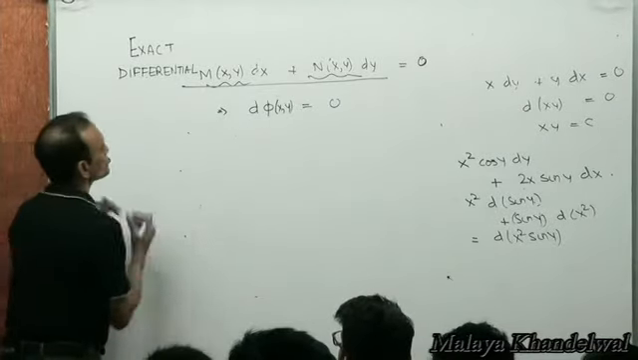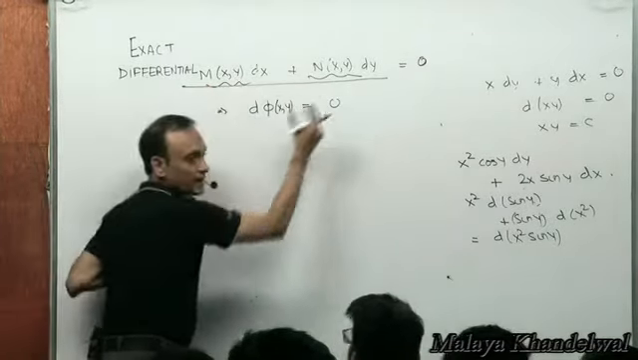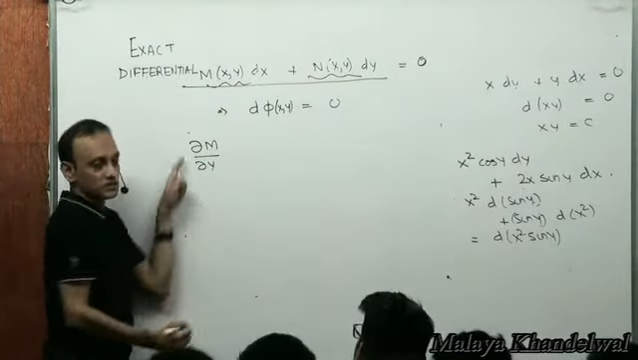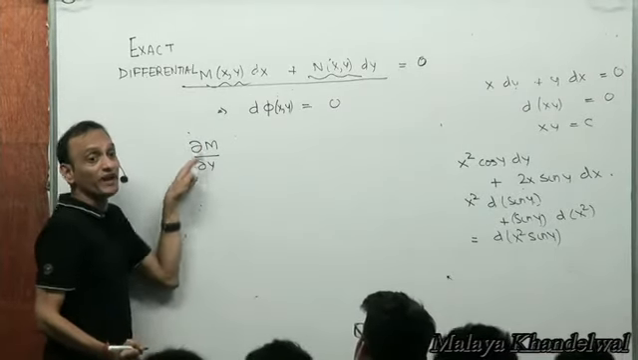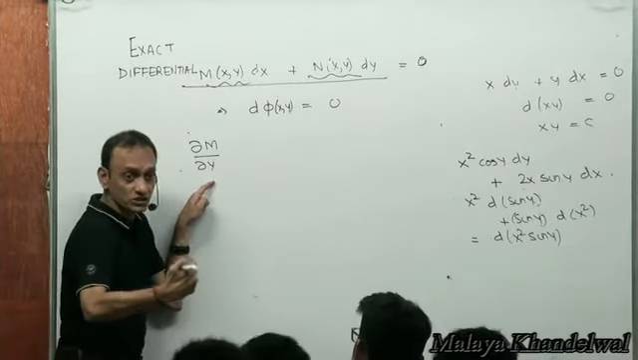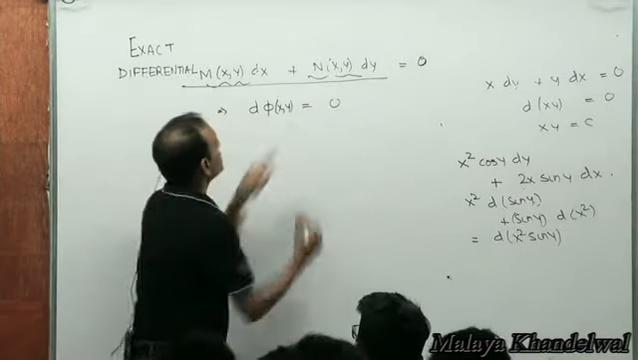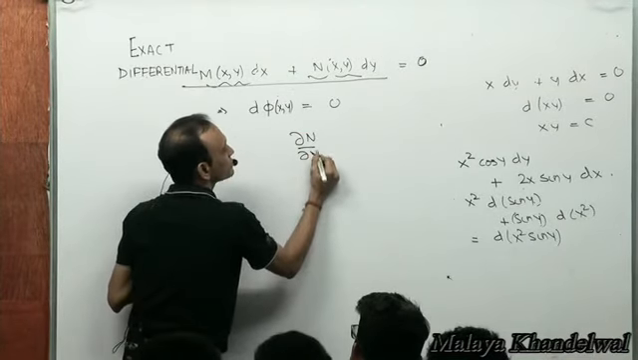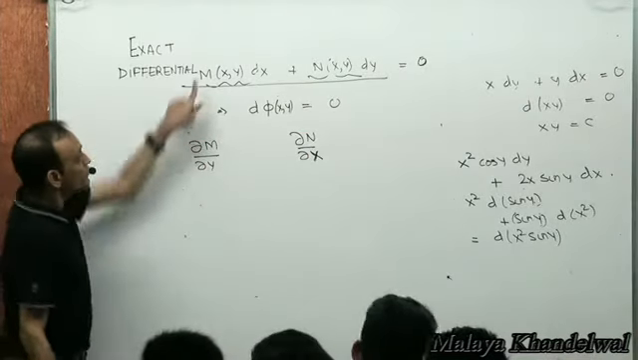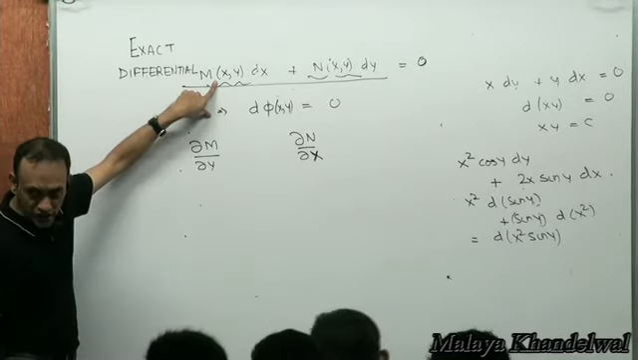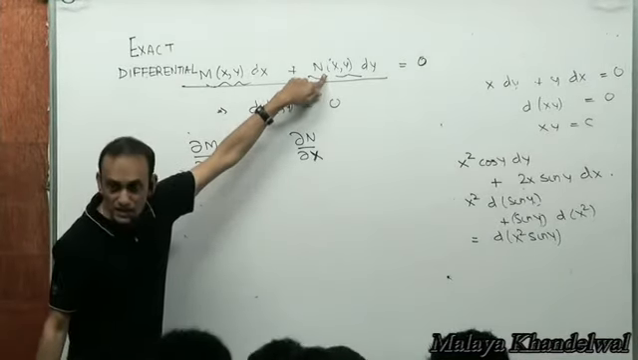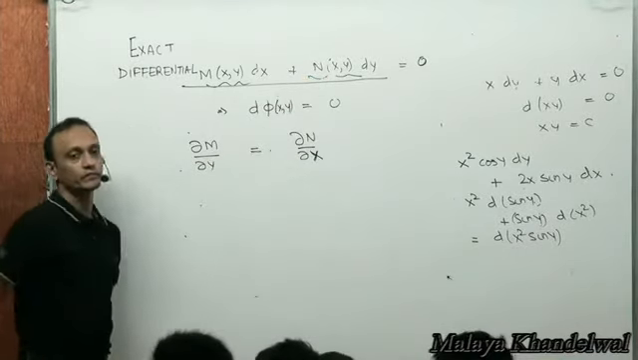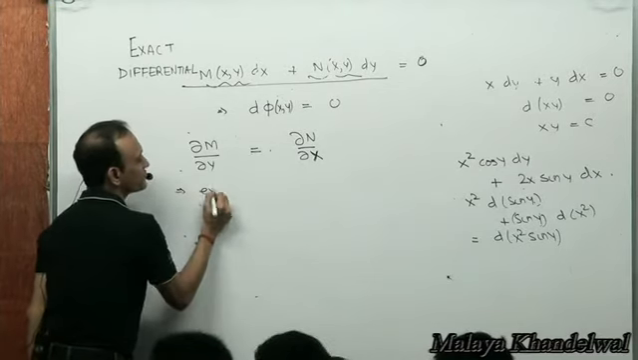Now the test is as follows. This is M, this is N. Differentiate M with respect to y, keeping x constant. Dou M dou y is the derivative of M with respect to y as if x is constant. And then differentiate N with respect to x, keeping y constant. Dou N dou x. Differentiate this with respect to y partially, and this with respect to x partially. And if this turns out to be equal to this, then it will be an exact differential.